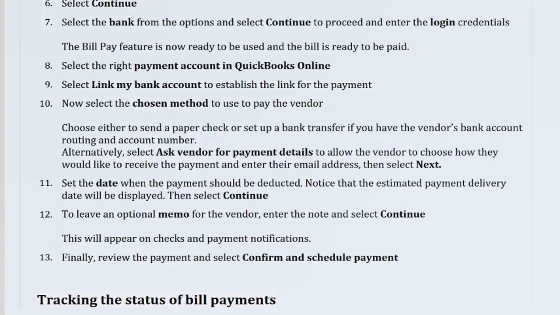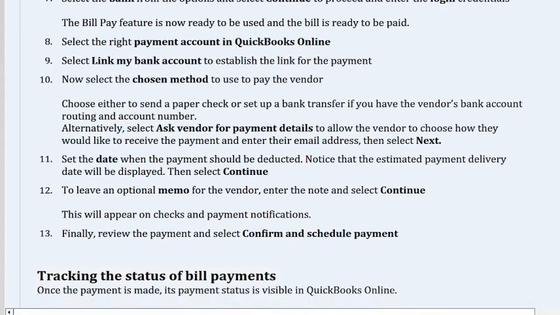Set the date when the payment should be deducted. Notice that the estimated payment delivery date will be displayed. Then select Continue. To leave an optional memo for the vendor, enter the note and select Continue. This will appear on checks and payment notifications. Finally, review the payment and select Confirm and Schedule Payment.